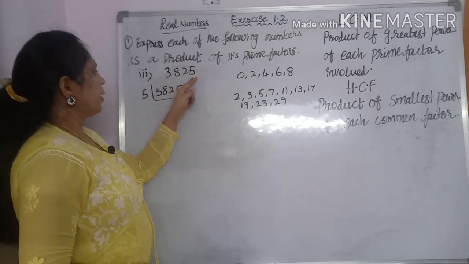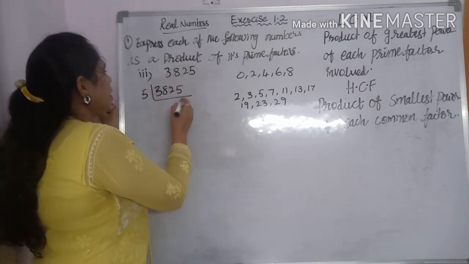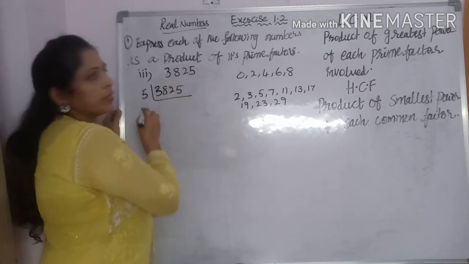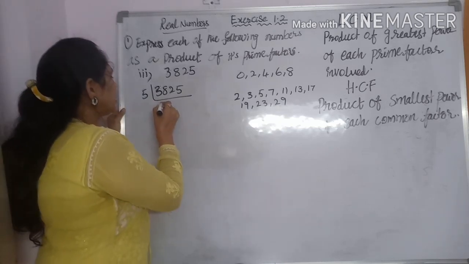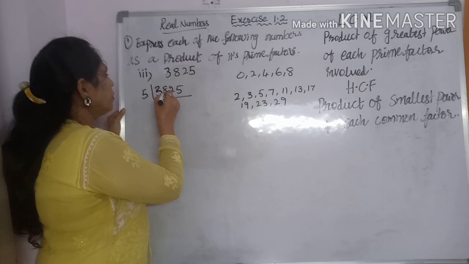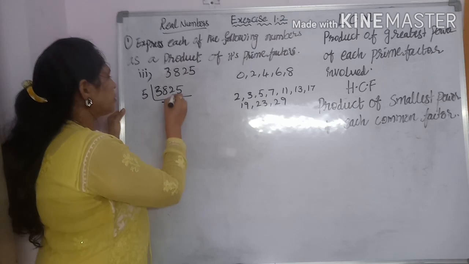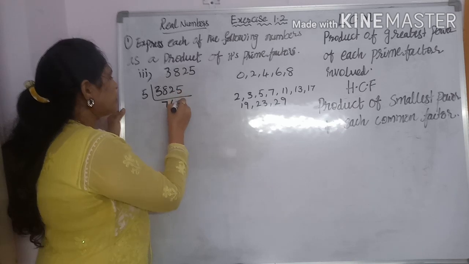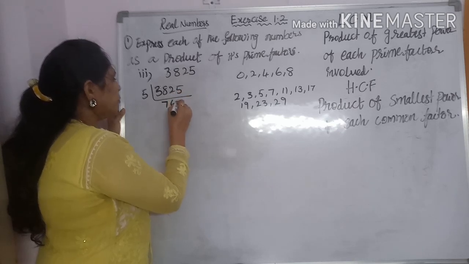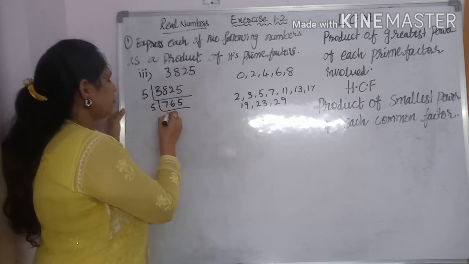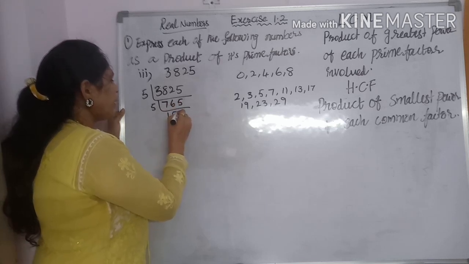3825. Here also we can use the divisibility rule. If you have 5 in units place, then go with 5. 5 7s are 35. So 3 is the remainder, 38. 5 7s are 35, remainder 3, it becomes 32. So 5 6s are 30. Now remainder is 2. It becomes 25. So 5 5s are 25. Then go with 5. 5 1s are 5. 5 5s are 25, 1 is remainder, 15. So 5 3s are 15.